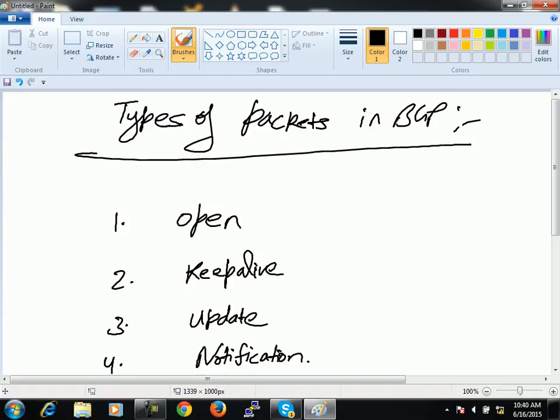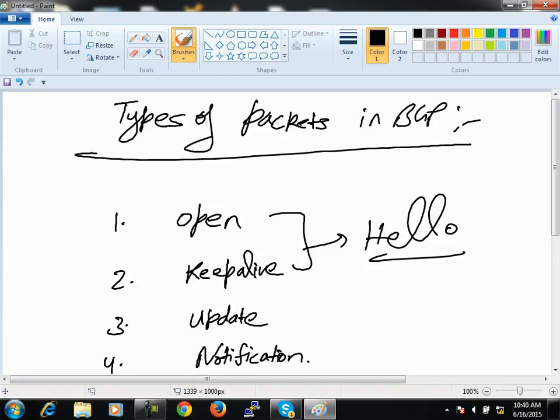Now in BGP, because we have only four types of messages, open, keepalive, update, and notification, we have to understand the uses of open, keepalive, update, and of course notification as well. Let's start with the open message itself. The open and keepalive messages are the same as hello messages in EIGRP and OSPF.